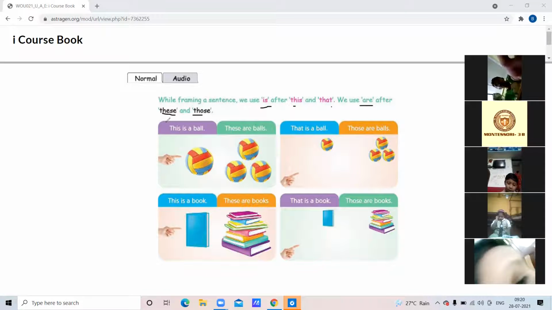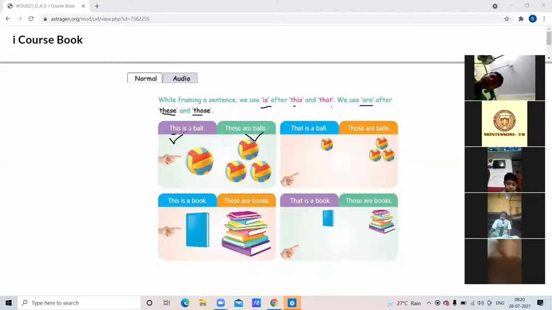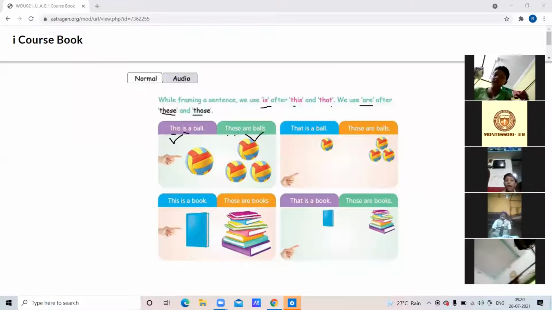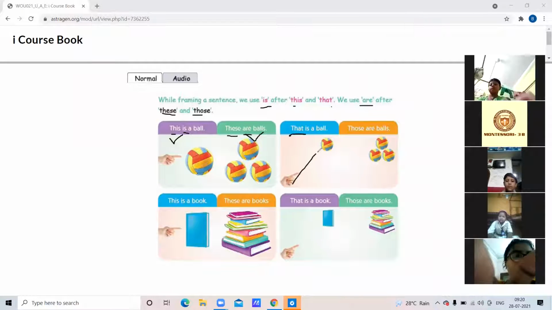Like this is a ball. These are balls. When we use this, we will use is. And when we use these, what word will we use? Are. These are balls. When there are many balls, we will say these are balls. And when there is one ball, what will we say? This is a ball. When the ball is far away from us, what will we say? That. That is a ball.